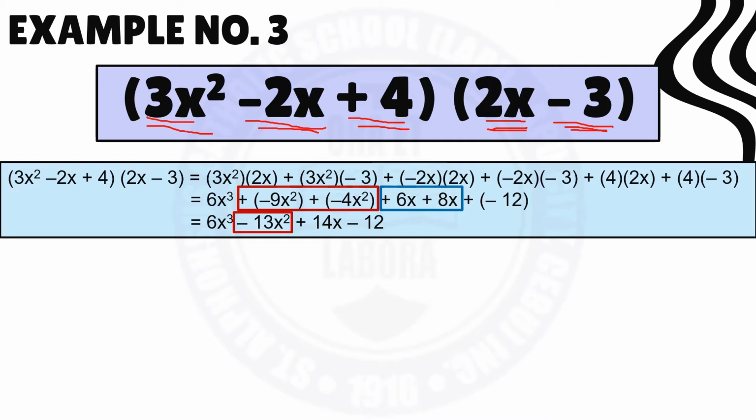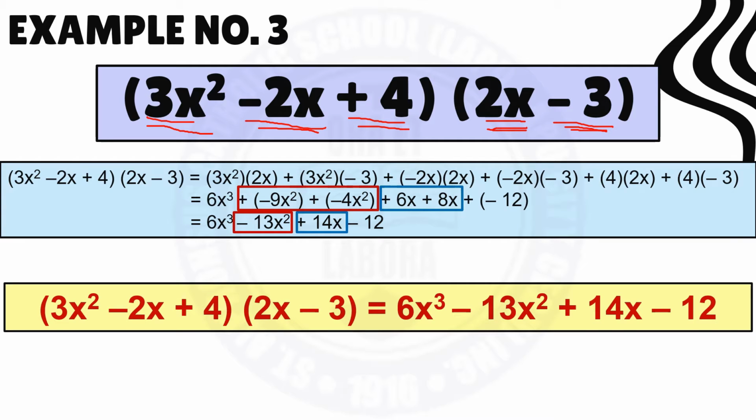Also combine 6x and 8x. So it becomes plus 14x. And then copy minus 12. Again, it doesn't have any similar or like terms. So our final answer would be 6x cubed minus 13x squared plus 14x minus 12.